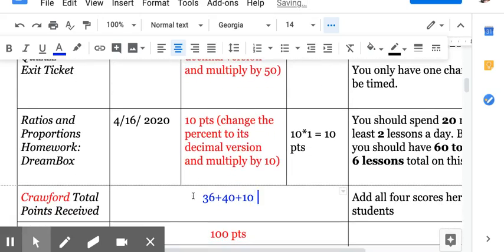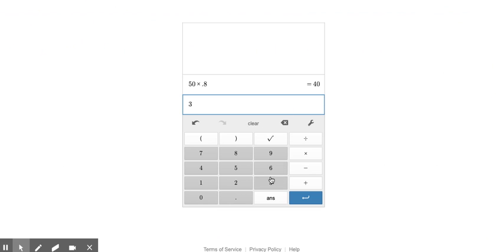And when he adds that together, he's going to get a nice 86 points. And we can verify with the calculator. 36 plus 40 plus 10. 86.